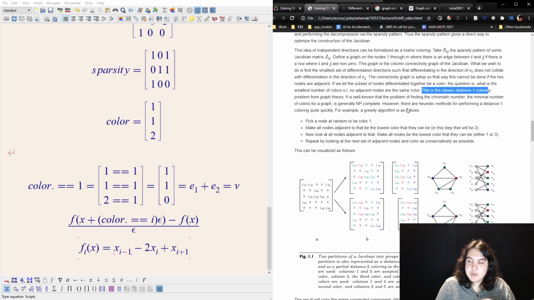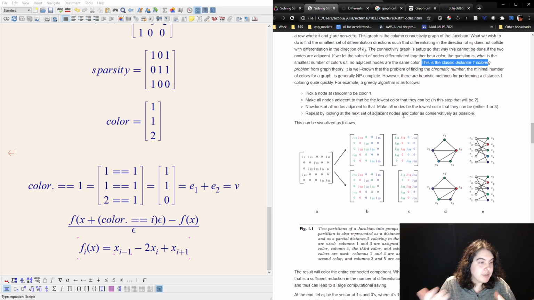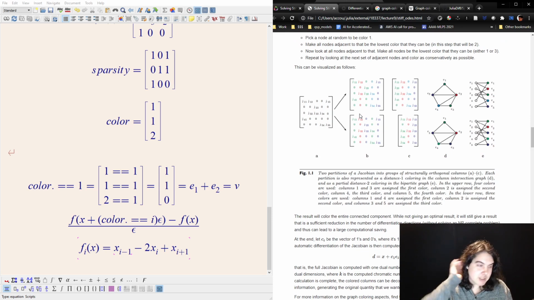And so generally when people do matrix coloring, you have many different greedy algorithms for coming up with different colorings. Some are better algorithms, some are worse, and most of them are some form of approximation because the real problem is too hard to solve. But that is essentially the matrix coloring method for sparse differentiation.